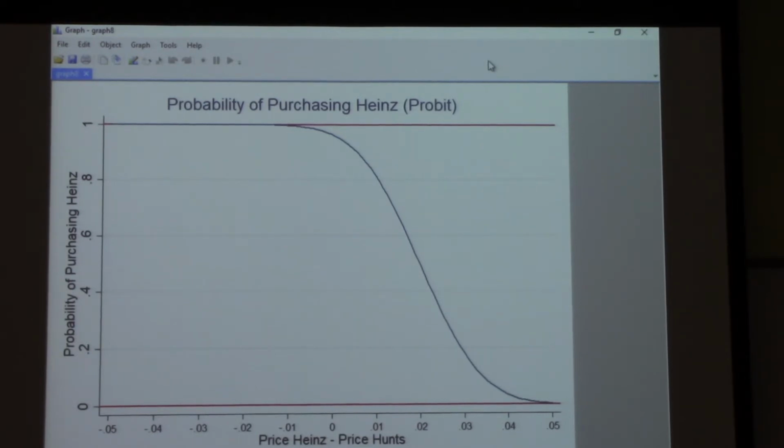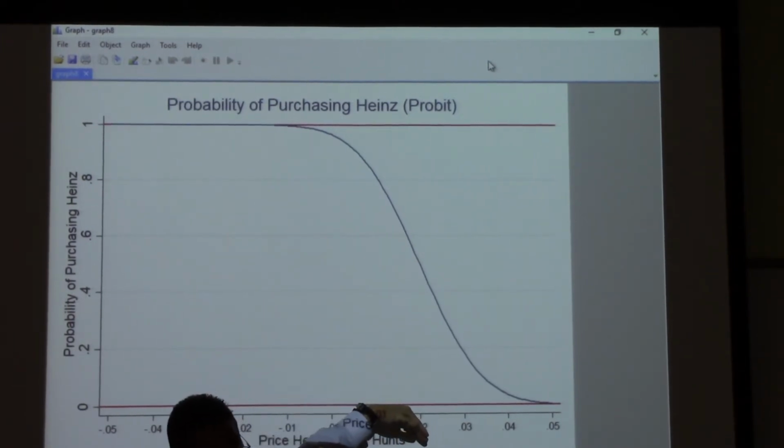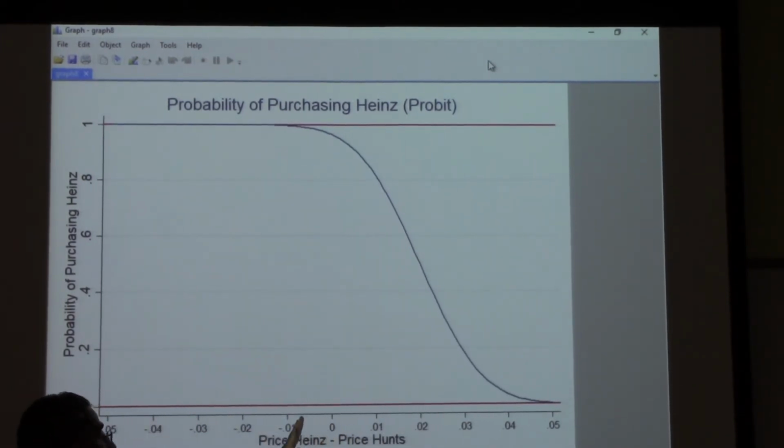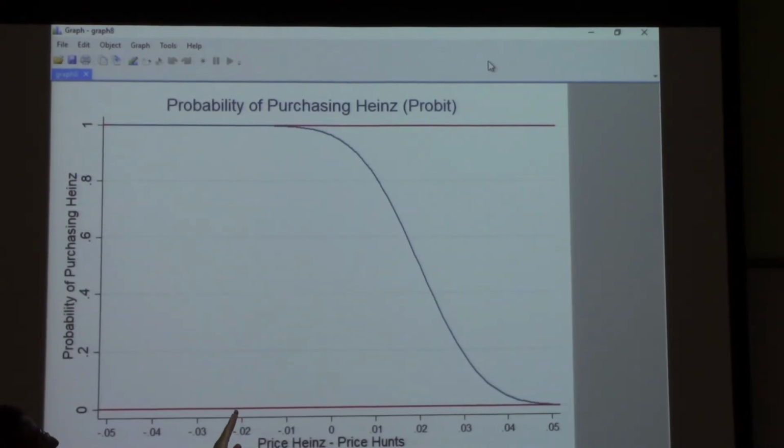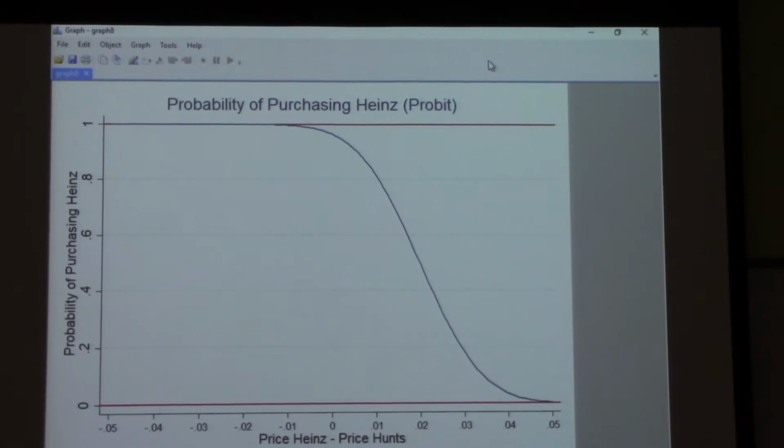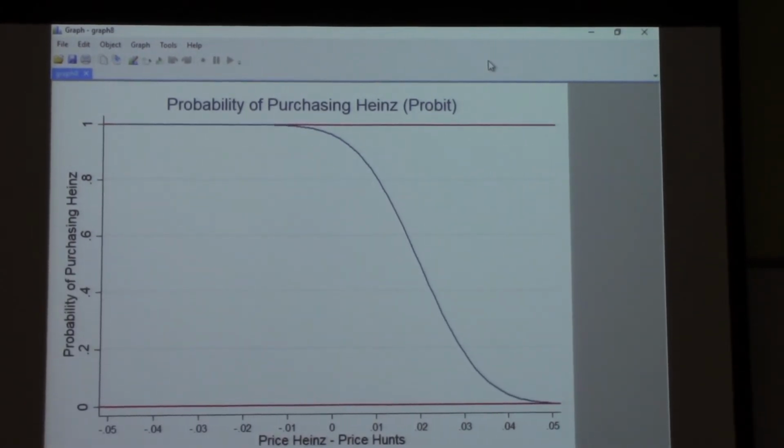So I changed my dependent variable to the difference in prices. And again, this makes perfect sense because as the price of Heinz gets more expensive than Hunt's, the probability of purchasing Heinz goes down. As the price of Heinz is less than that of Hunt's, the probability goes up. So now we're able to have a third quantitative variable in a two-dimensional graph without having to imagine surface planes, which is a lot more convenient.